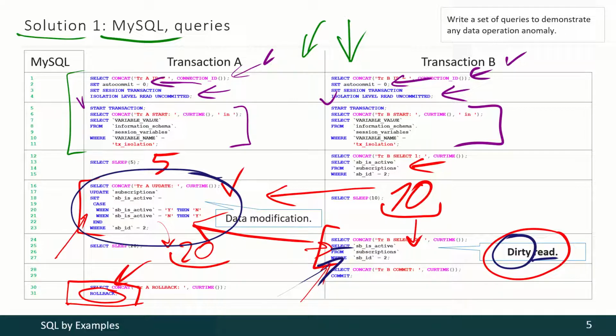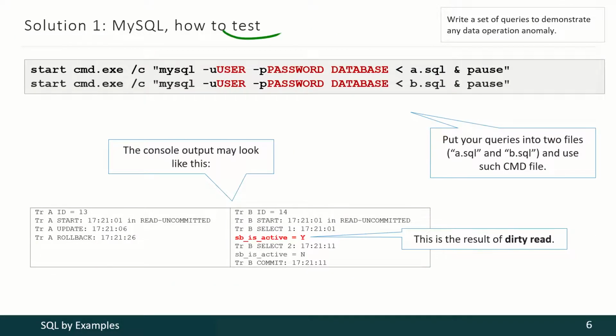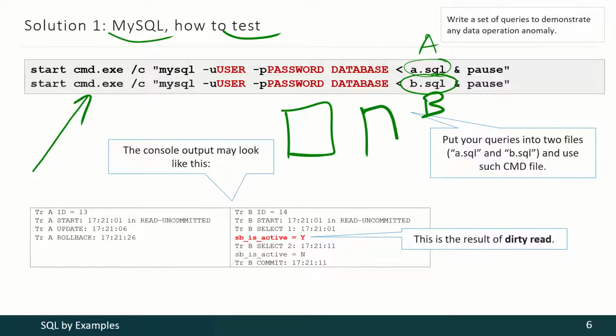And one important thing to add, that for this example to work, you have to execute your transactions in the read committed isolation level. To test this solution in MySQL, you have to create two SQL files, one for the first transaction and the second for the second one. Then you have to execute such a command file, and two console windows should appear. One window will contain that text and another will contain that text.